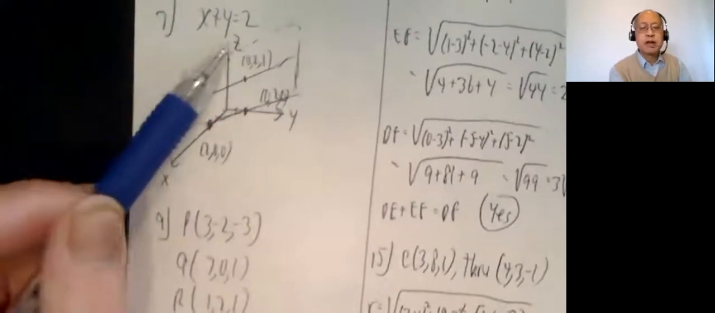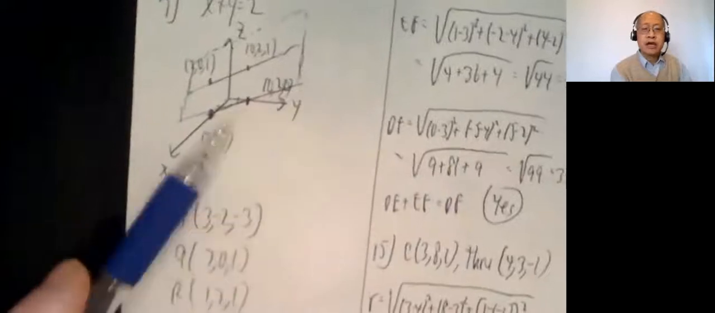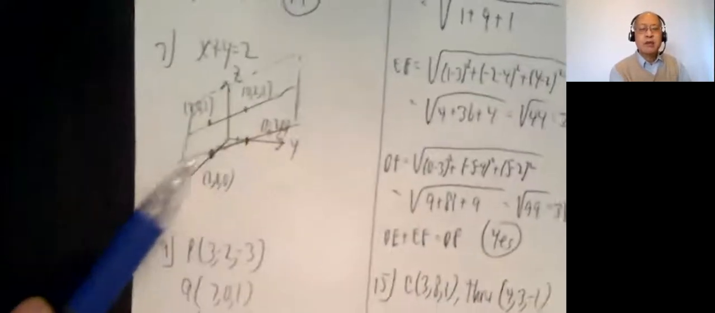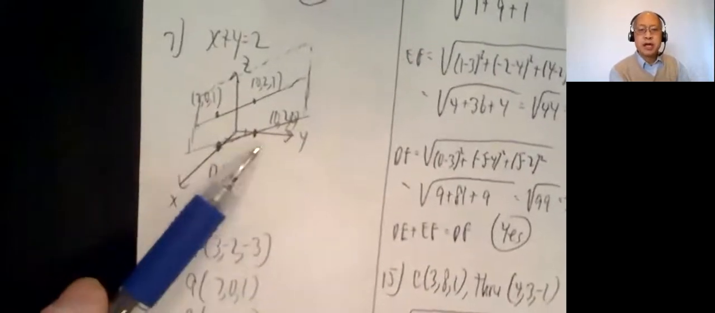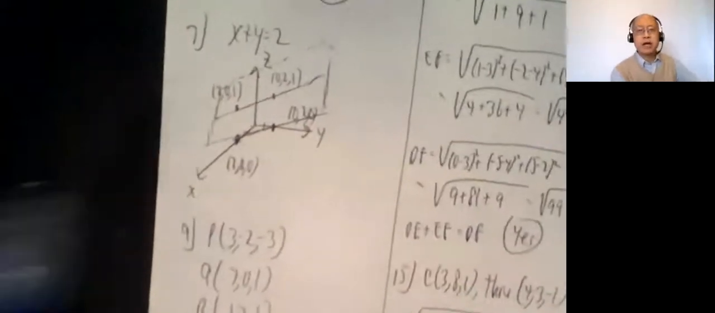Okay, so x + y = 2 is a plane. Okay, think of the line x + y = 2 in 2 dimensions, and it just changes height. Just move it up and down, and you generate a plane. Okay.